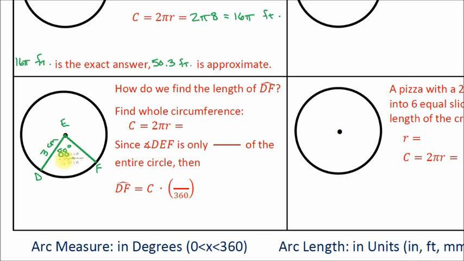We know the measure of arc DF is 88 degrees because that's a central angle, and that means the measure of arc DF is the same as the measure of the central angle. But we don't want the measure, we want the length. And here's how we do it.